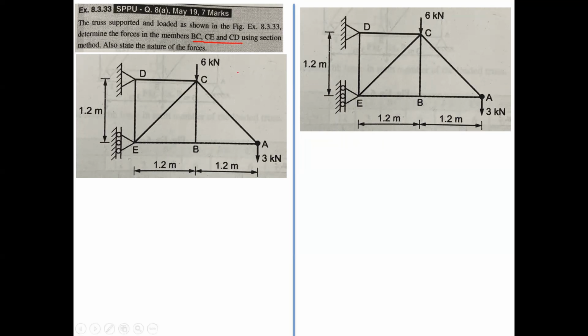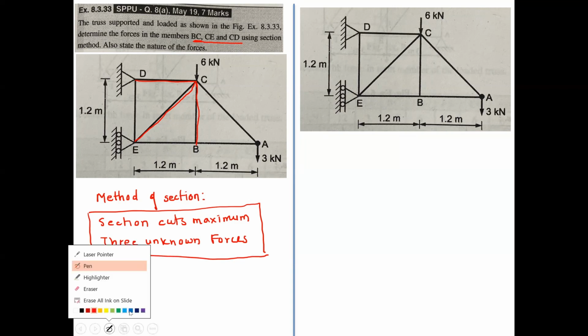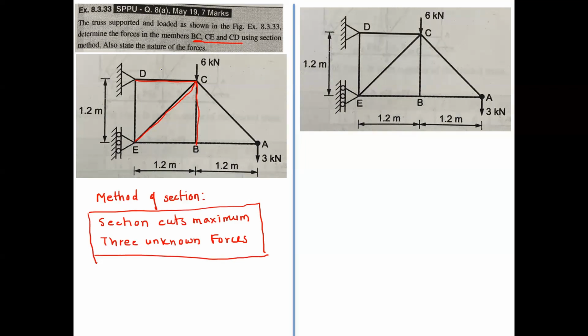So let us see the members. This is your member CD. Then this is CE, and BC is this vertical member. Now, this is the concept of the method of section. In the method of section, select a section which cuts a maximum of 3 unknown forces. Now see here, if I want to cut all these 3 members.